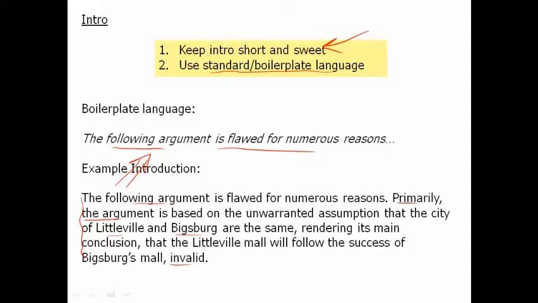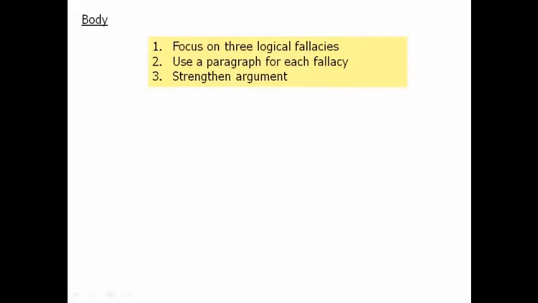Just get that out, and then you want to come to the important part, and that, of course, is the body. And here, what we're doing is we're focusing on three logical fallacies. We brainstormed more than that, but the three strongest ones, starting with what you think is the strongest one. So in terms of body paragraphs, we're going to have 3 body paragraphs, a paragraph for each fallacy. And just as importantly, in each paragraph, you don't want to just say what's wrong with the argument, where the holes are, but you want to say what the argument could do to be strengthened. How would you strengthen the argument?